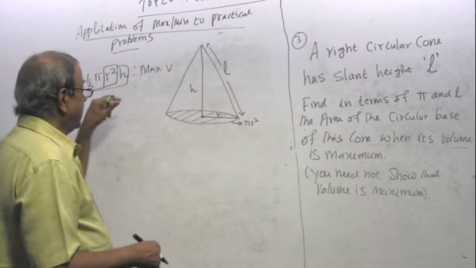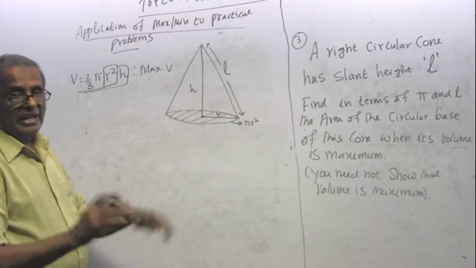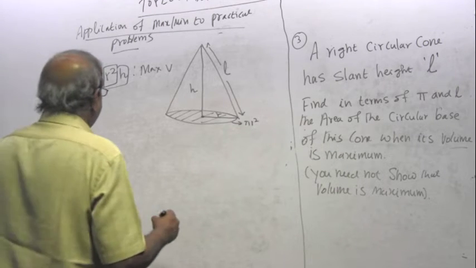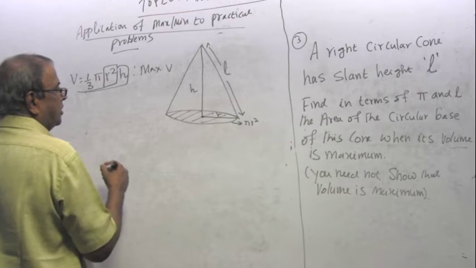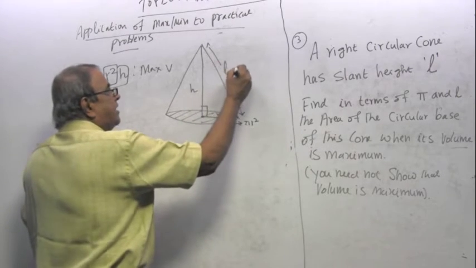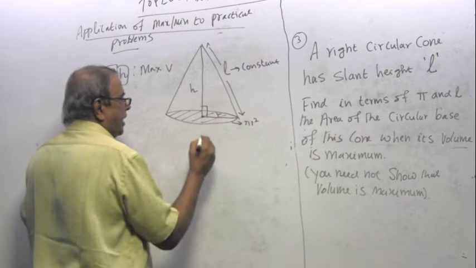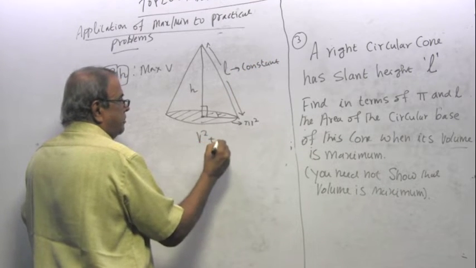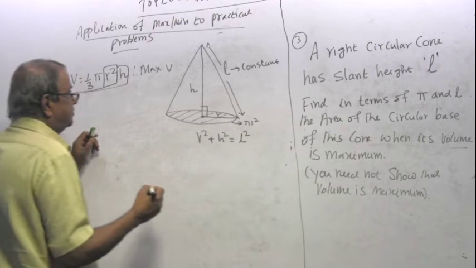Of course, if you do maths at university, you can do partial derivatives. I'm not going into that. So therefore, either I have to get rid of r or I have to get rid of h. What information do I have? I know this L is a constant. Don't forget, you're being given that. So I can say r squared plus h squared is equal to L squared.